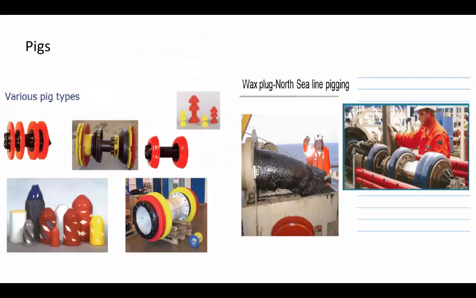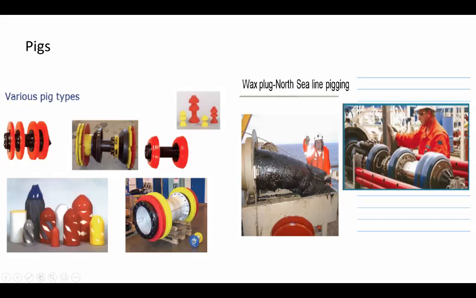This is how the pigs look. We have different types, but we have these deformable foam pigs. We have some which are disc and stem. We have some others here. You have the inspection pigs, which are quite expensive, and actually they have all the instrumentation needed to check the thickness of the pipe and to inspect the pipe.